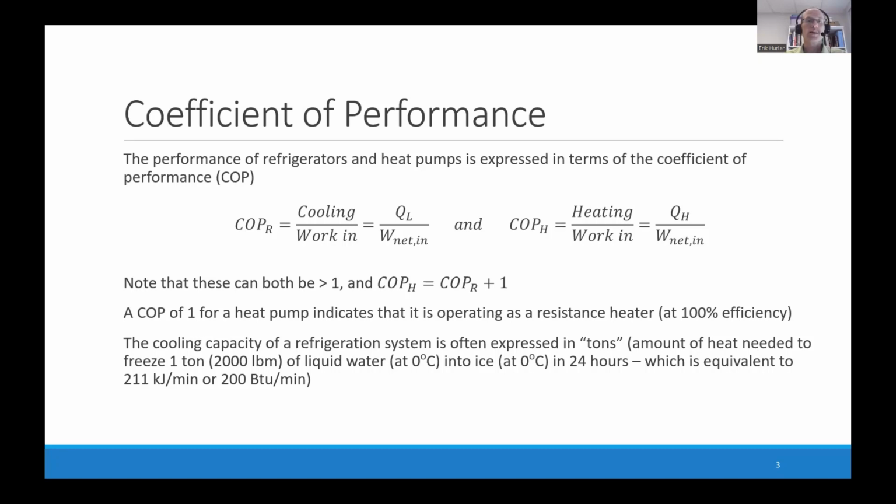Cooling capacity is sometimes given in something called tons. This is equivalent to the amount of heat needed to freeze 1 ton of liquid water in 24 hours, all at 0 degrees Celsius. This is equivalent to 211 kilojoules per minute, or 200 BTUs per minute.